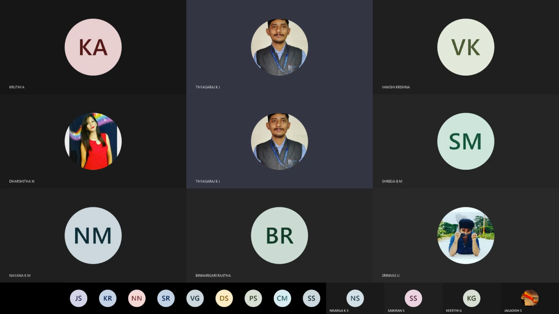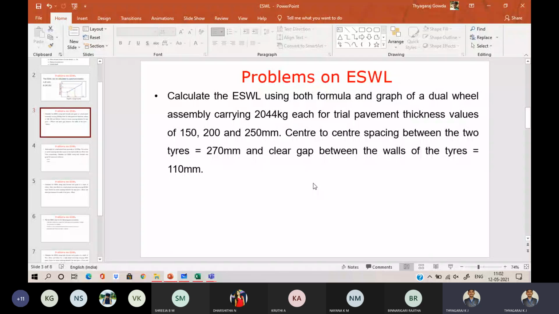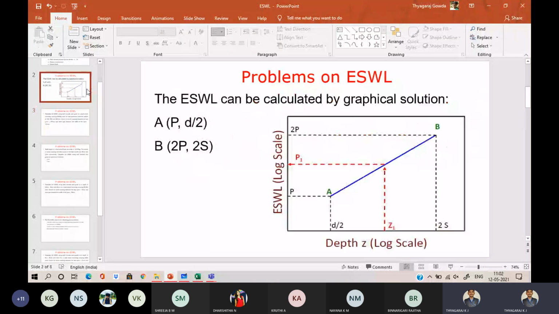We have seen how to calculate the ESWL using a formula. Now we will see how to calculate this ESWL using a graph. In the graph I have shown, you should have ESWL along the y-axis and depth along the z-axis. Now we will know the P value, d by 2, 2S and 2P. First we will plot the straight line.